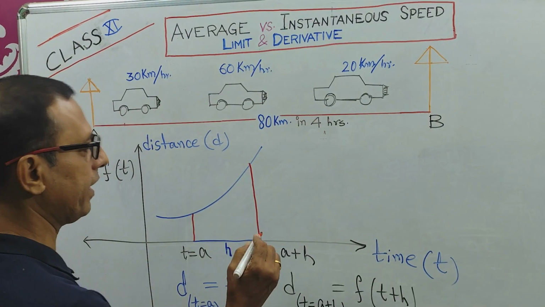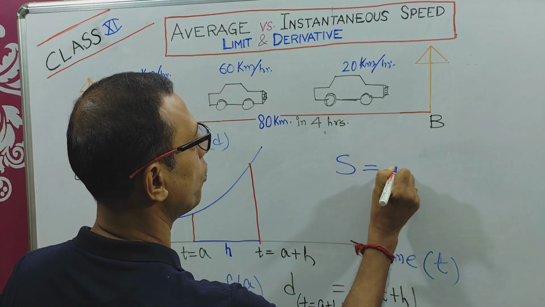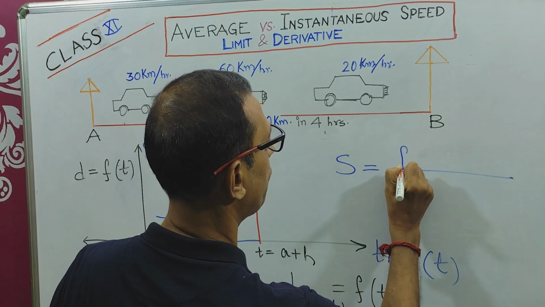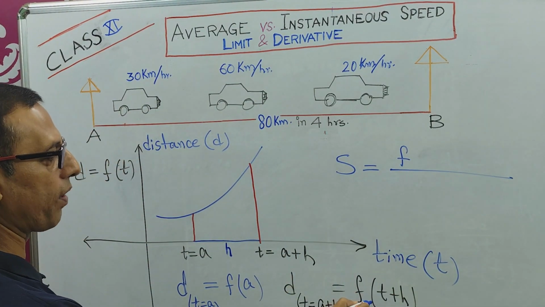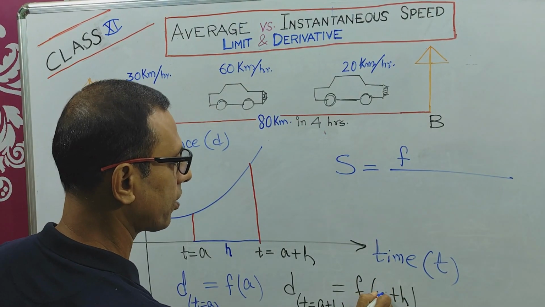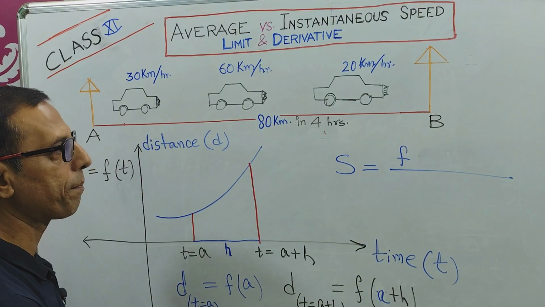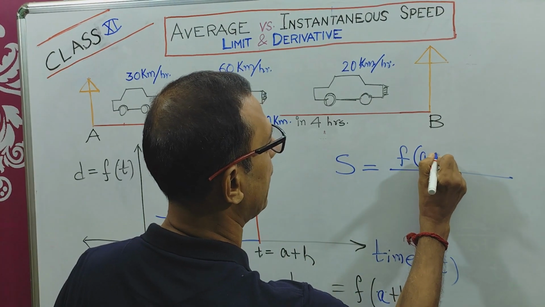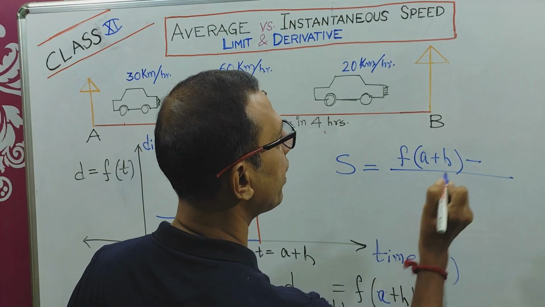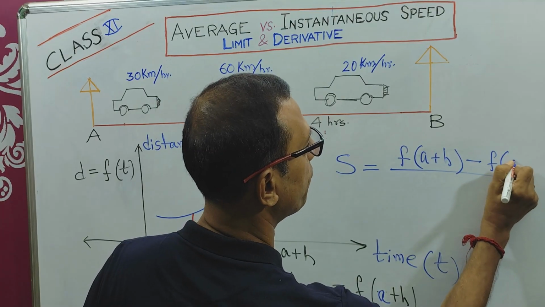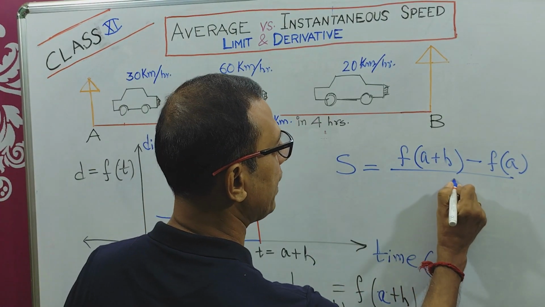So how does the speed look algebraically? S equals the function of the final distance, f(a plus h), minus the function of the initial distance, f(a), divided by the time consumed. So at t equals a plus h, it is f(a plus h), and the time consumed is h.